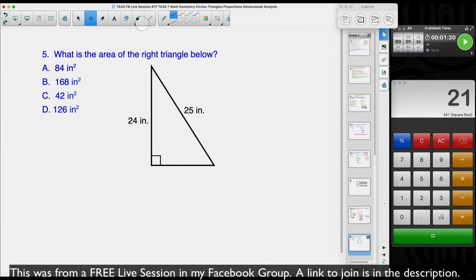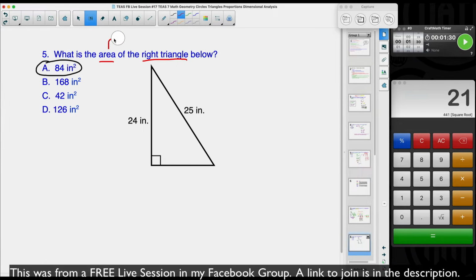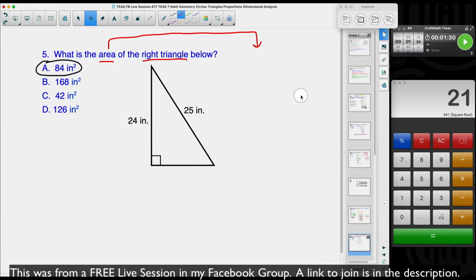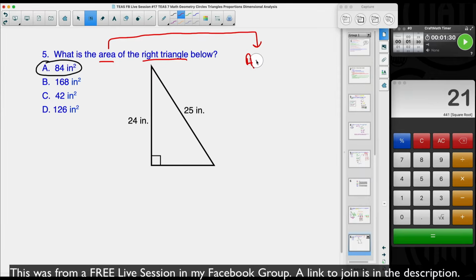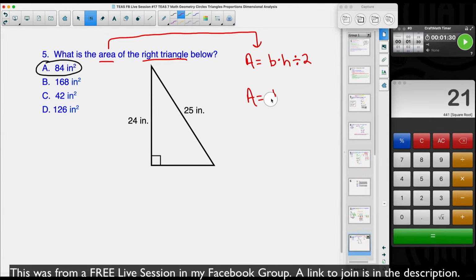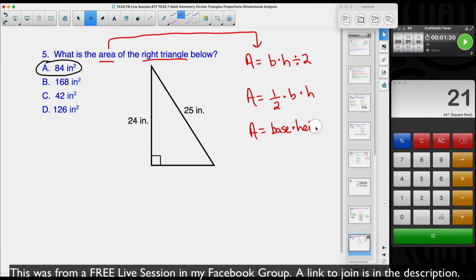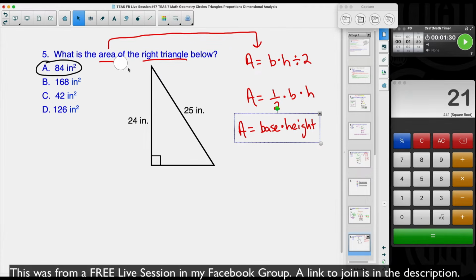And what we're going to do, we have a right triangle, but we need to find the area of this thing. So this is another formula that you do need to know, just in case you are asked to find the area of a triangle. Now the area of a triangle is base times height divided by 2. Some of y'all may have heard it referred to as 1/2 times the base times the height. But let me use words here. Base, height, divided by 2. So that B stands for base here.